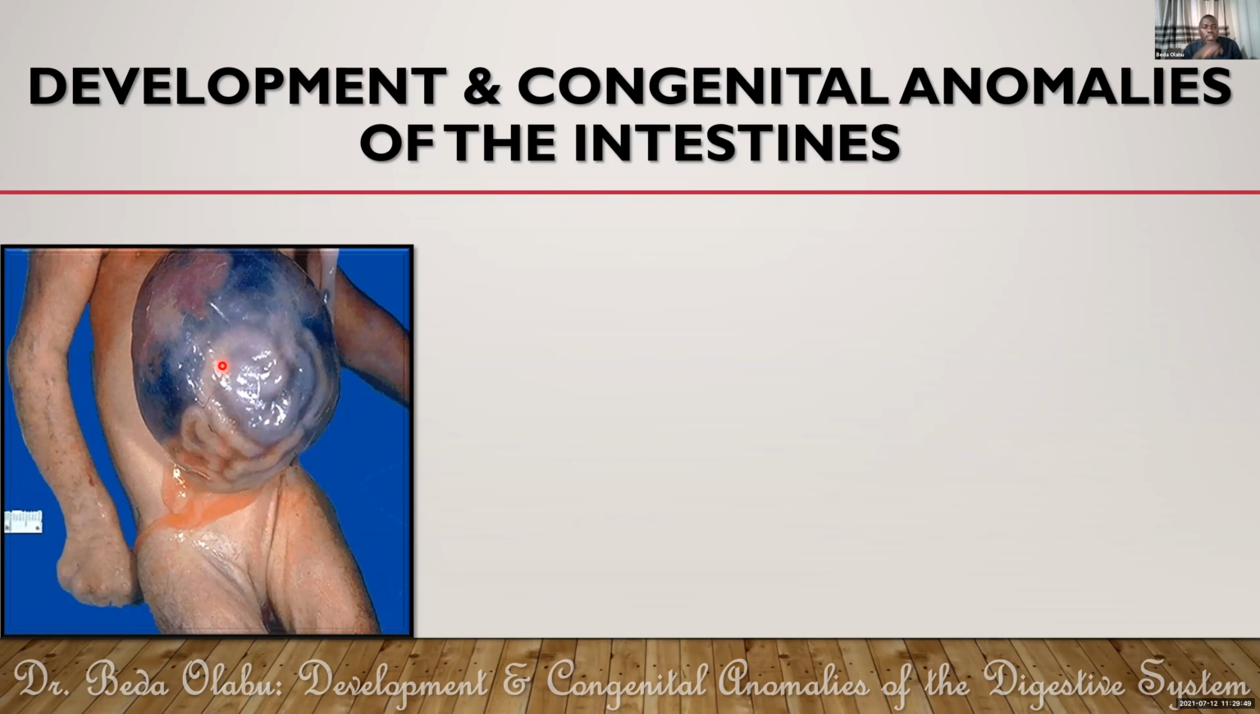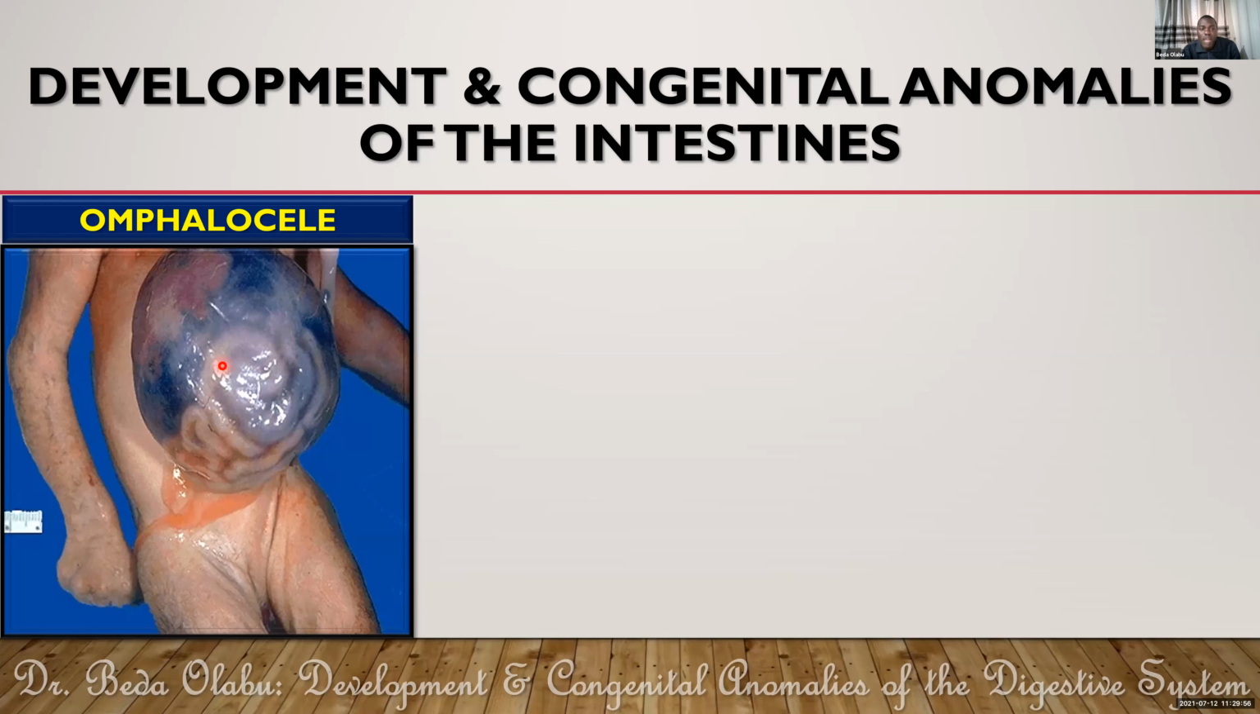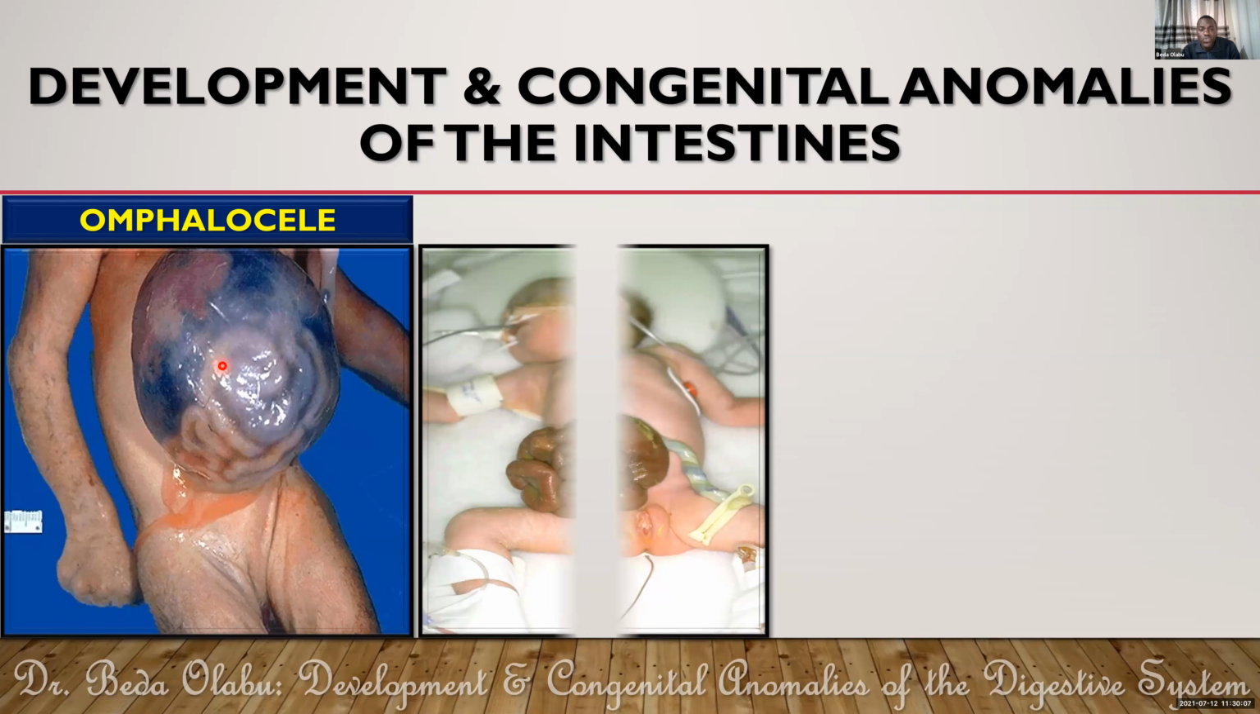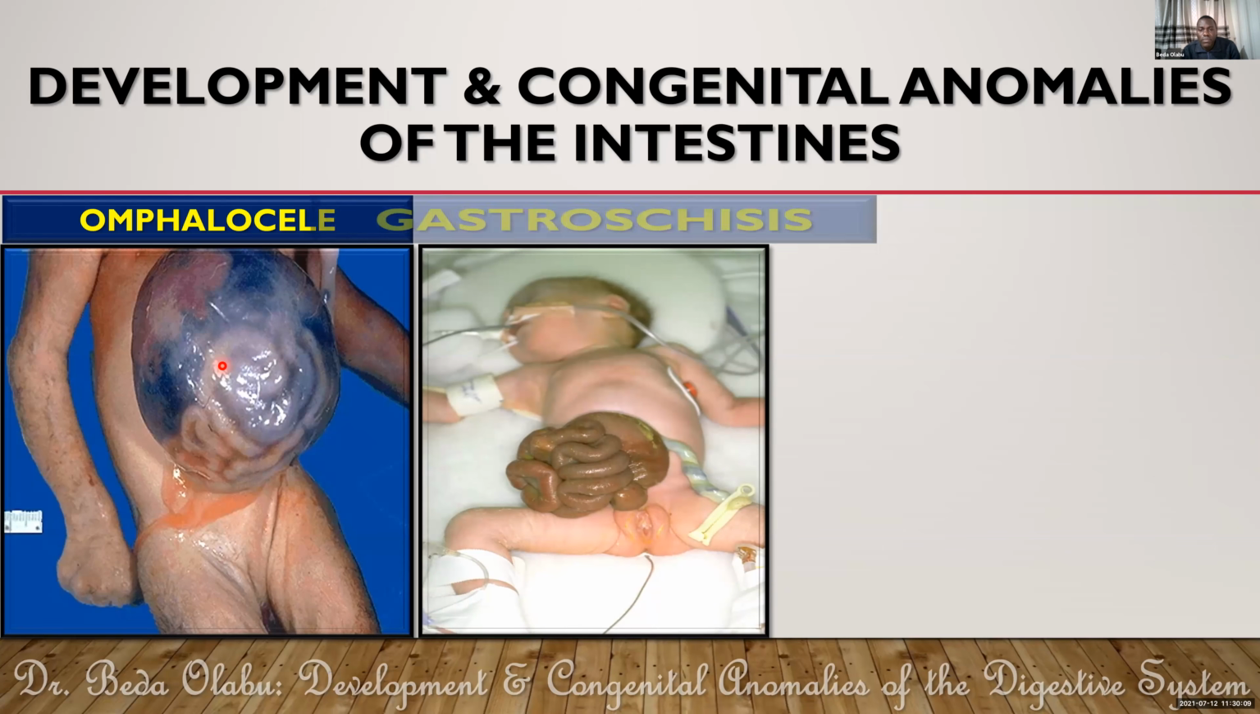In this one, we see intestines which are within a hernia sac. We call it omphalocele. Perhaps the reason here is the physiological hernia was not reduced. I mean, the intestines herniated and didn't go back. Don't confuse that with this one, which we call gastroschisis. In gastroschisis, the problem is that there was a weak point, a defect, on the anterior abdominal wall, and so the intestines pop out through that defect.